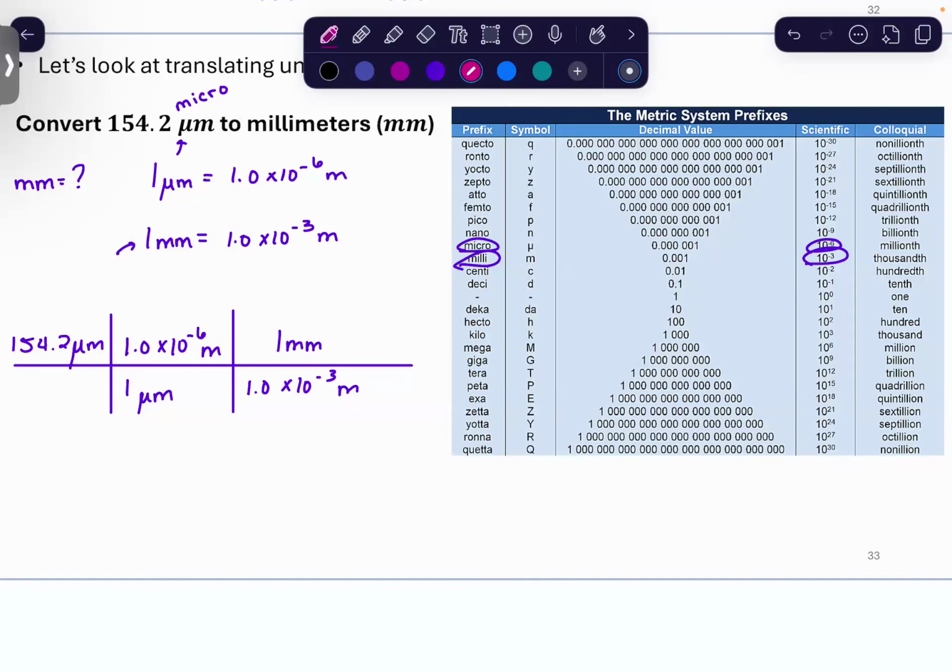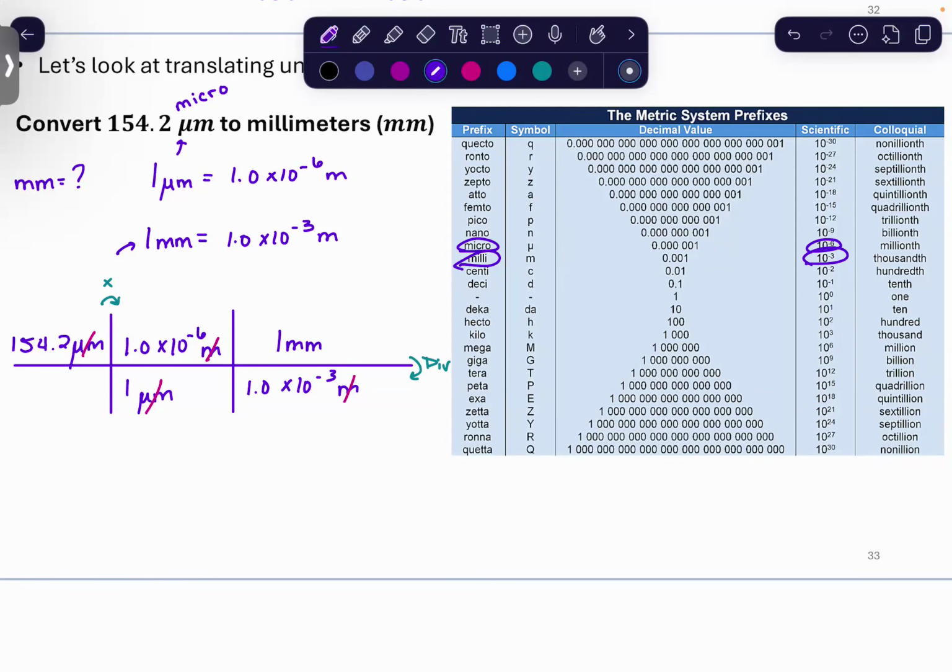Okay. And the way this works is everything across the vertical line is a multiply. Everything across there is divide. So the horizontal line is divide. So that means micrometer divided by micrometer cancels. Meter divided by meter cancels.